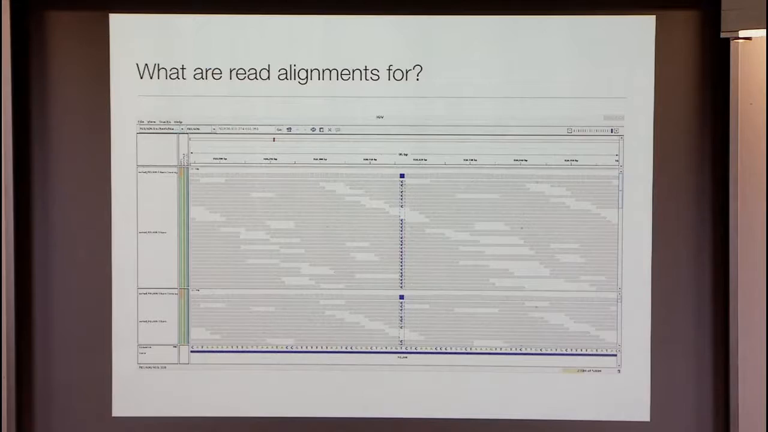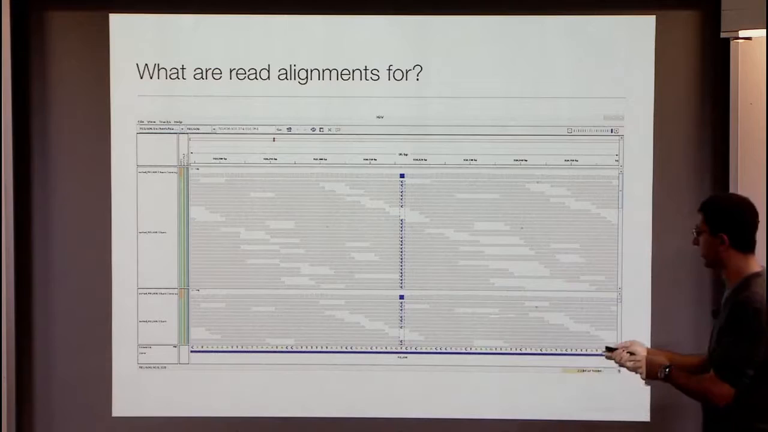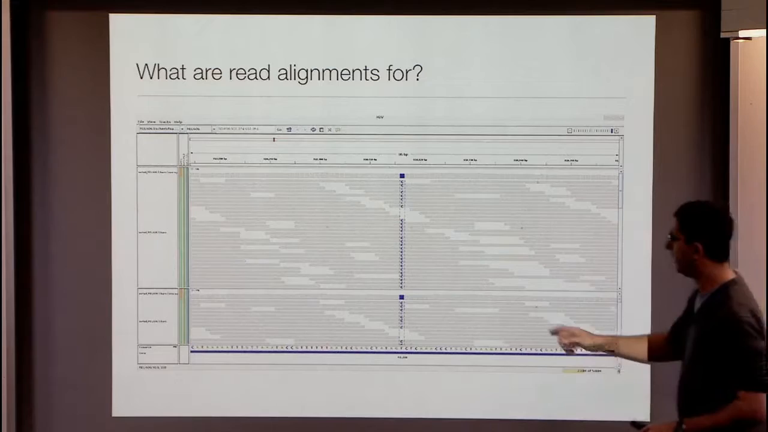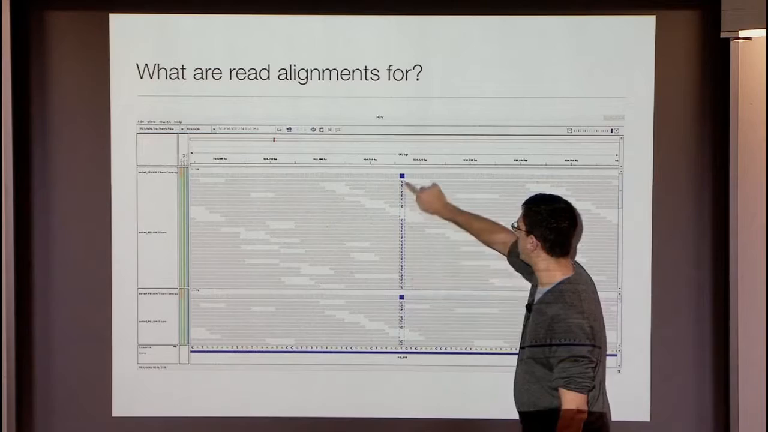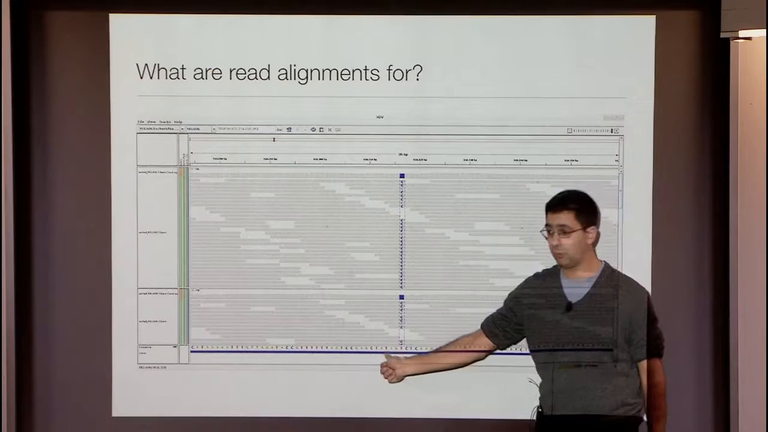So what are read alignments used for? So this is a picture from a kind of browser of read alignments. Each gray bar here is a read, and they're all stacked upon each other, and they all have sequences in them which are not shown, but here you can actually see the sequence, and you can see that the sequence in the reference that you align to has a T, while all your reads have a C.